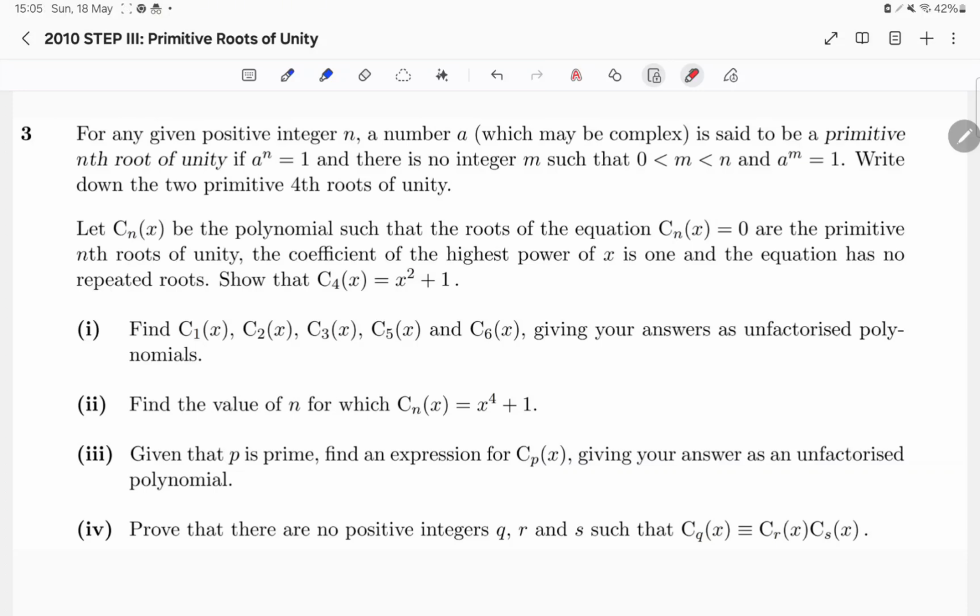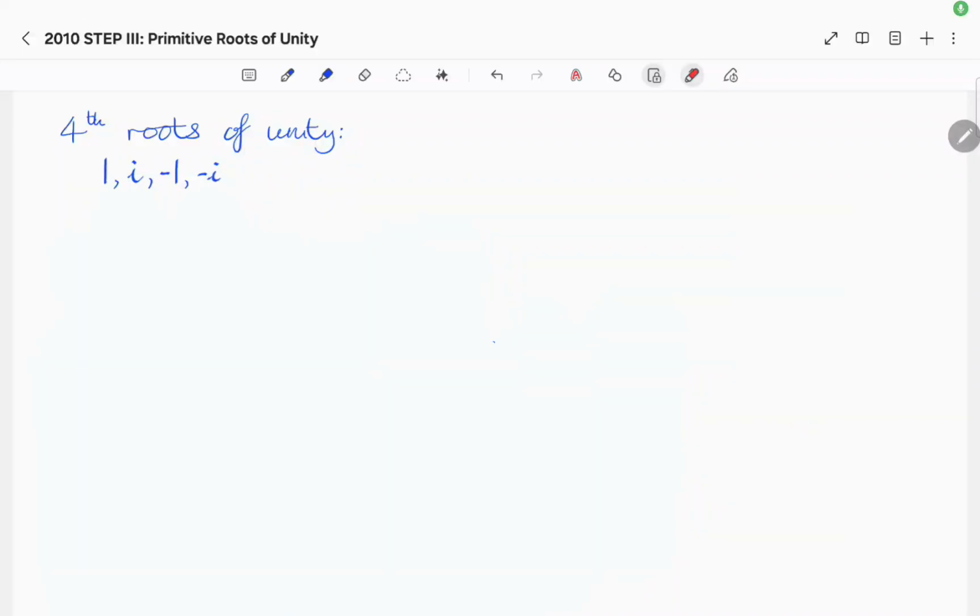Pause the video now to have a think, and once you're ready, restart to see if you were correct. Let's get started with the question. So here, we'll write down firstly the fourth roots of unity.